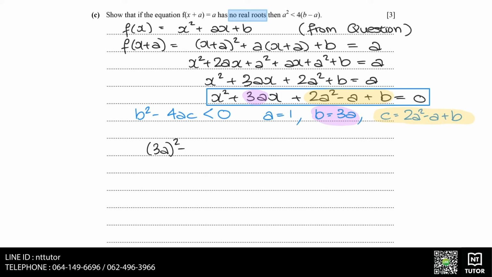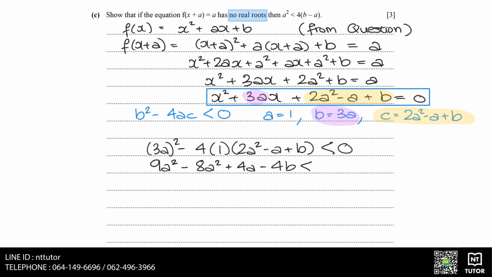So substituting those values of a, b, and c into b squared minus 4ac is less than 0, we should be able to simplify and combine like terms until it turns into a squared is less than 4 multiplied by (b - a).